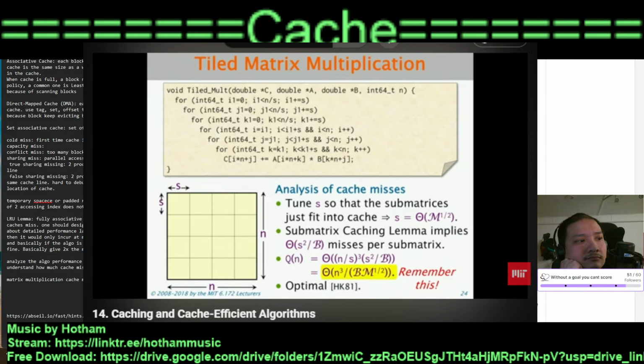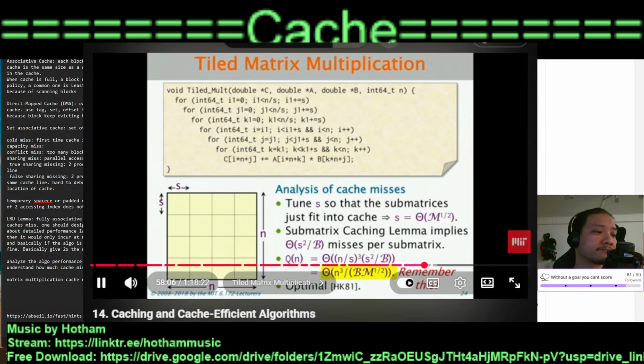So I want you to remember this bound. It's a very important bound to know. It says that for matrix multiplication, you can benefit both from spatial locality as well as temporal locality. I get spatial locality in the denominator, the B term, and then the square root of M term comes from temporal locality, since I'm doing all of the work inside a submatrix before I evict that submatrix from cache.